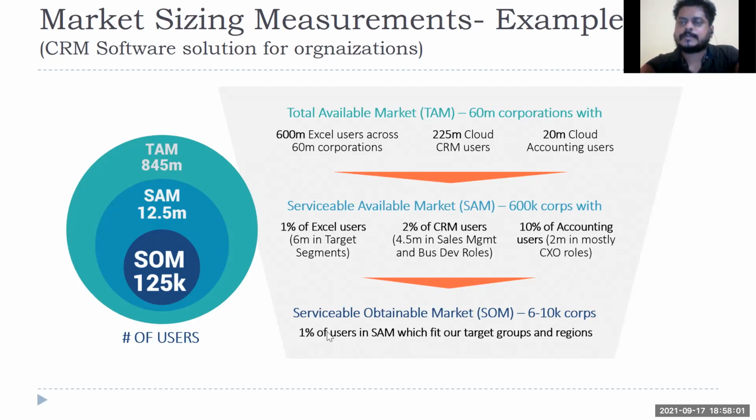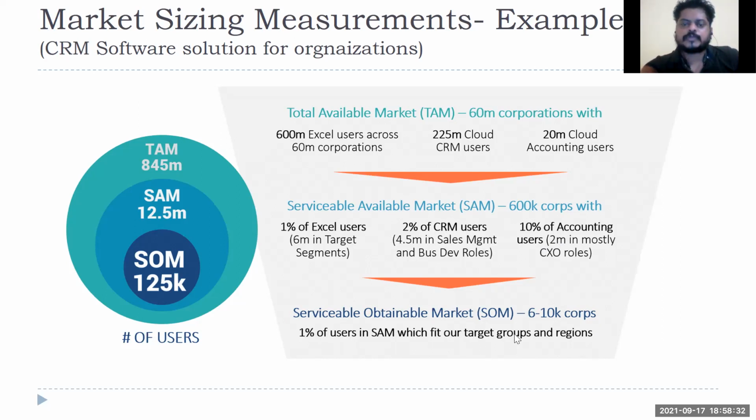Out of that, based upon your sales force and your previous win rate, because you know that there are other competitors also, you are not going to get everything out of it. So you are looking into again 1% of this. This is again based upon your assumptions or your field sales force. So out of all those 600K corporations, you are looking into 6 to 10,000 corporations. That is your serviceable obtainable market, or SOM.